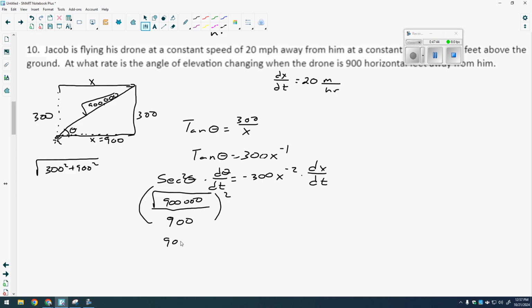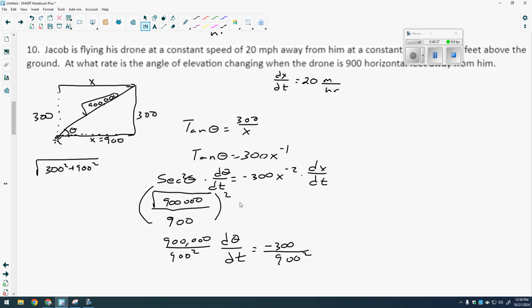So this becomes 900,000 divided by 900 squared, times d theta dt. And at any point in time, you can go to a decimal. But when you go to a decimal, you have to go to 8 significant digits, or just leave the numbers on your calculator and don't round it until the very, very end. Negative 300. Remember what this means? It means over, right? What was x? When it's 900 away, 900 squared. And dx dt is 20 miles per hour.